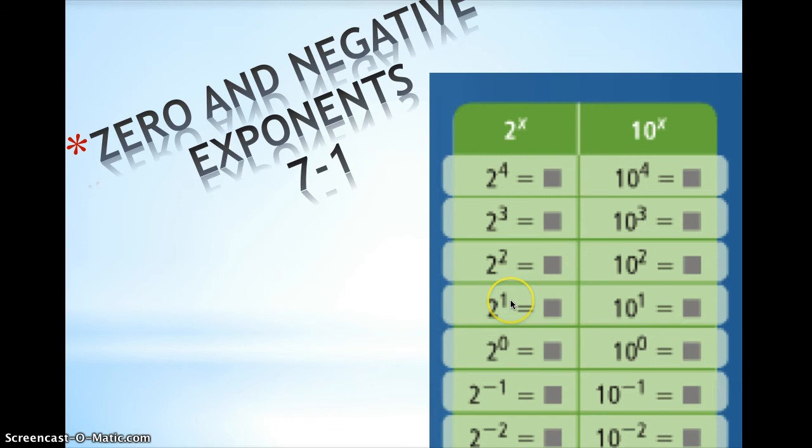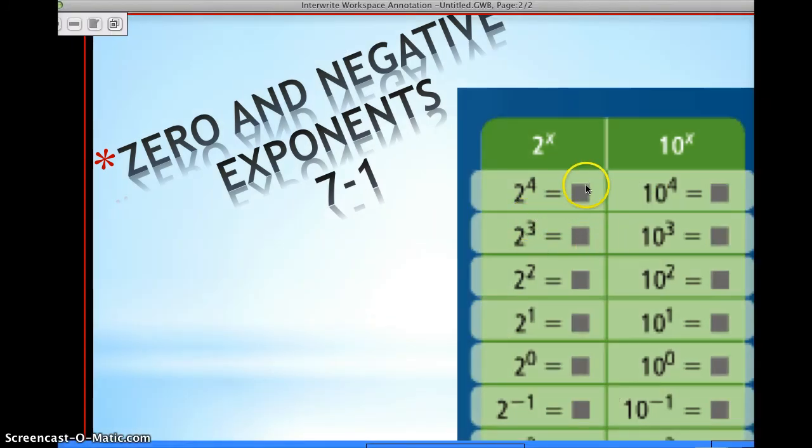Zero and negative exponents. We're starting chapter 7, 7-1. This is a little bit blurry because I enlarged it so much. One of the things you guys want to remember is anything to the 0 power is 1. So no matter what it is, anything to the 0 power is 1.